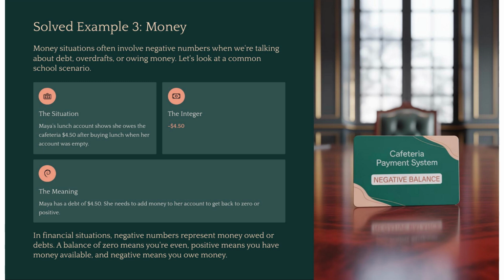In example 3, we use decimals with integers. If a student's lunch account has a negative balance of $4.50, we write that as -4.50. This means the student owes money. It's a debt. The negative sign is a clear flag showing that the account is in the red.